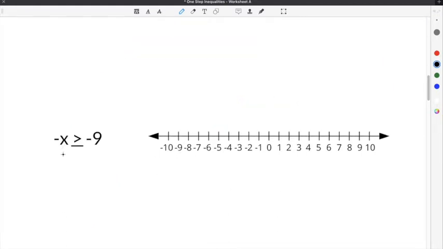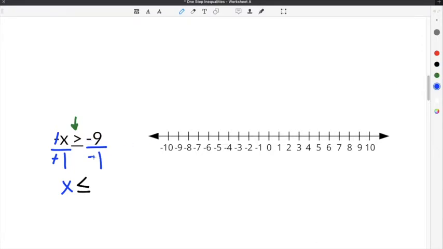The biggest difference with solving inequalities from equations is that when you divide or multiply by a negative number, the sign will change. So for example, in this problem we have negative x is greater than or equal to negative 9. So in order to isolate this x, we have to make it positive. What we're going to do is we're going to divide or multiply, but in this case we're going to divide both sides by negative 1. The reason we divide by negative 1 is so that the negatives cancel and you're left with just positive x on this side. But because you divided by a negative, the greater than or equal to symbol will change into a less than or equal to symbol.